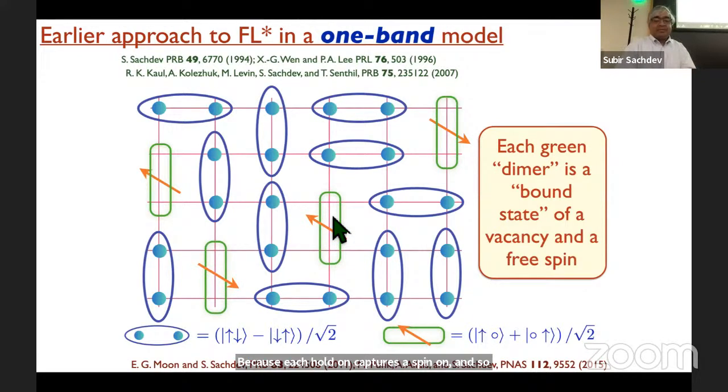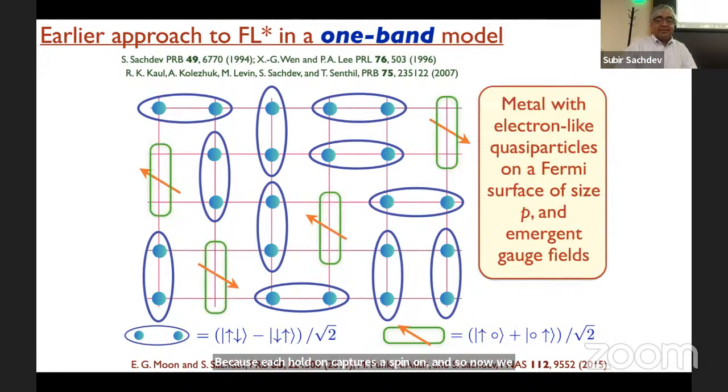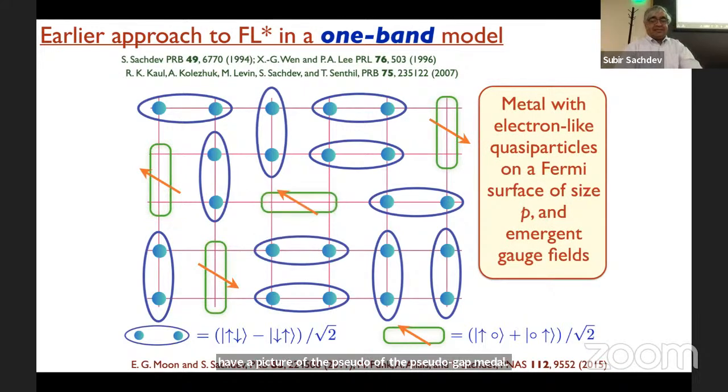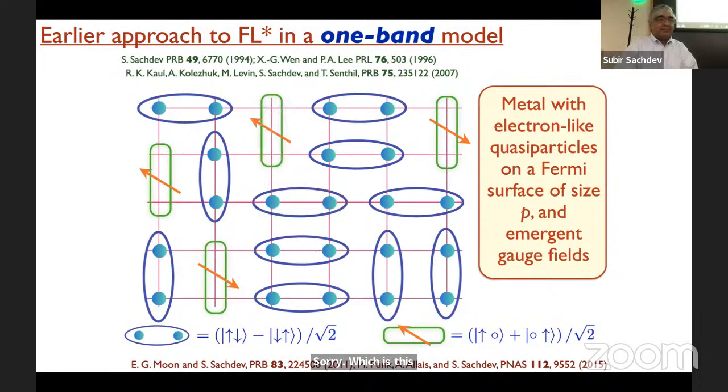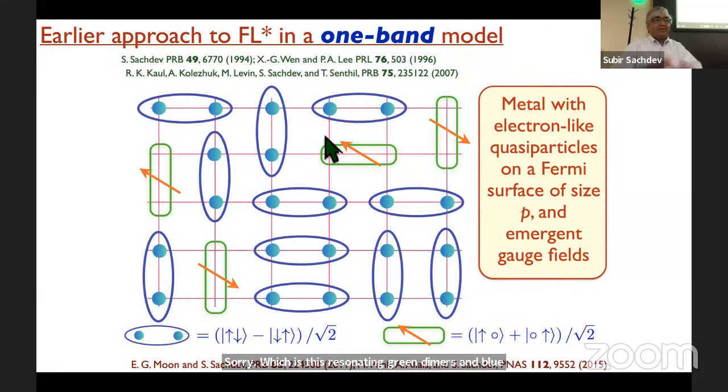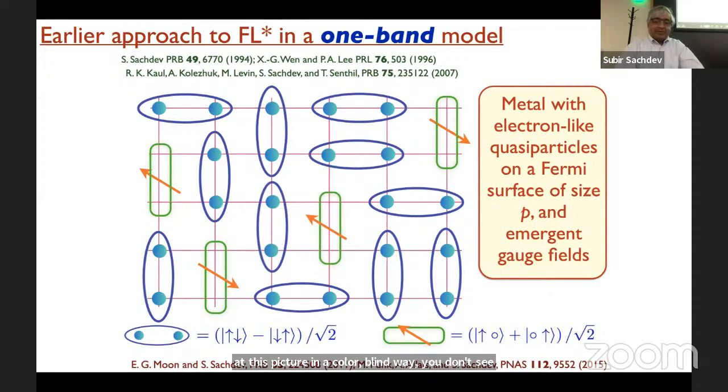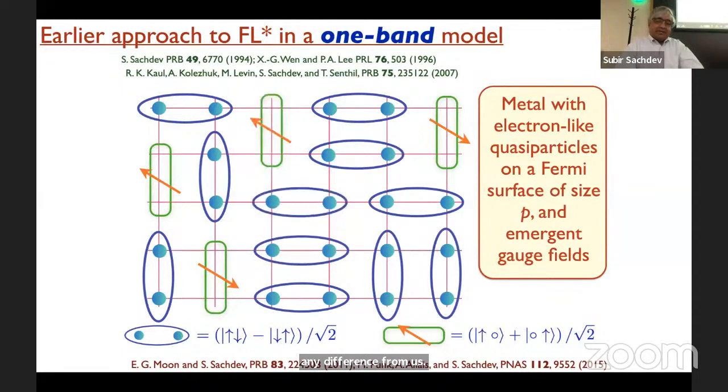And so now we have a picture of the pseudogap metal, which is this resonating green dimers and blue dimers. And these green dimers then form a Fermi surface. All right, so that's the kindergarten picture. And later on, I'll try to talk about more sophisticated versions of this, which you can actually put numbers on. But anyway, the thing to notice now is that if you look at this picture in a colorblind way, you don't see any difference from a spin liquid. So that's really the point. There's a spin liquid, which is as if it's an insulator.